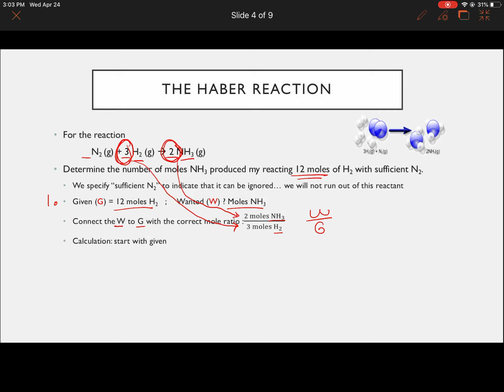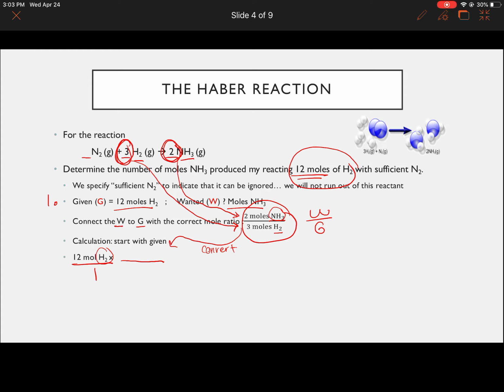Next thing, we want to start our calculation with the given. Back in moles, we always start with one single number. So 12 moles of hydrogen is that given. Let's put it over 1 and set up a problem. So we're going to now take this ratio and use it to convert from units of hydrogen to ammonia.